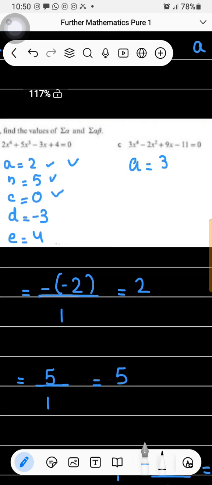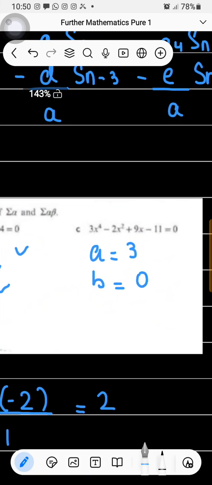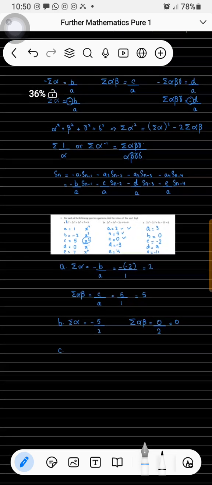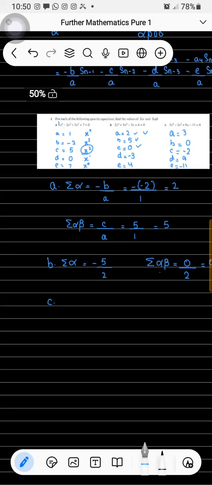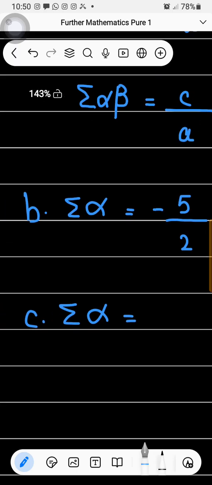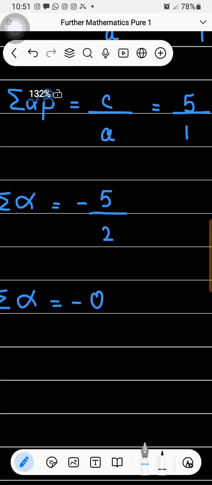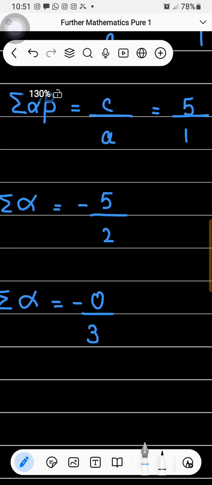A is 3. B is the coefficient of x cube, and in the equation we don't have x cube, it means b is equal to 0. C is equal to minus 2. D is equal to 9 and E is equal to minus 11. Okay, so just find out these. Sum of alpha is equal to negative b upon a. So b is 0 and a is 3. Negative 0 upon 3 means the answer is 0.